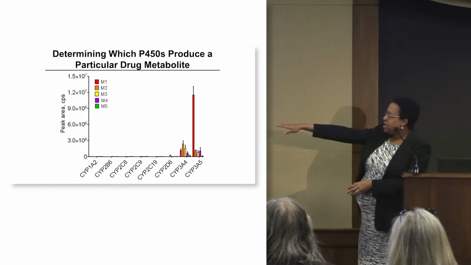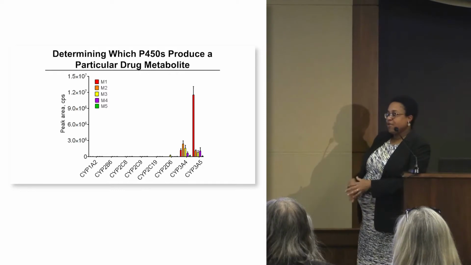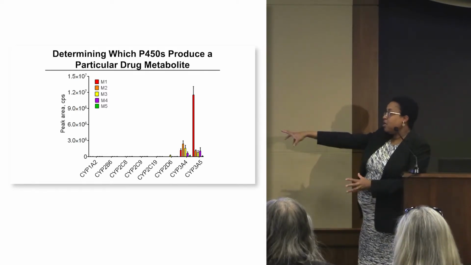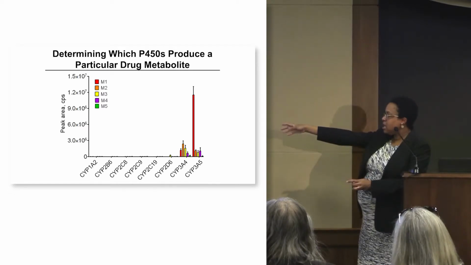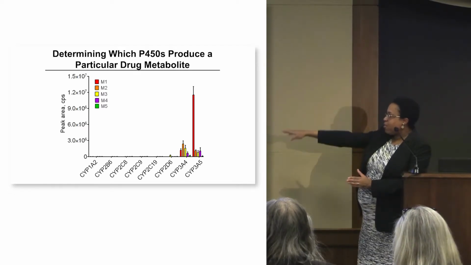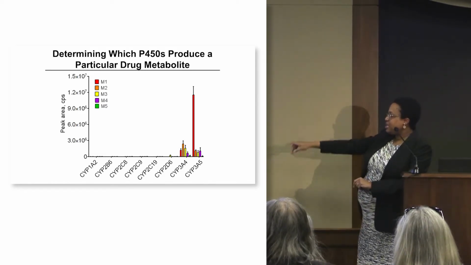So here you see these are P450s that we tested. As I told you, we have 57 P450 genes. These are the ones that are primarily drug metabolizing P450s. And we look at, when we add Maraviroc and incubate Maraviroc with them essentially in a test tube, which of those 5 metabolite peaks we see.